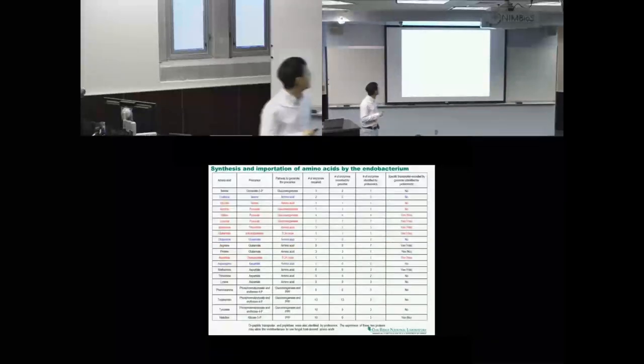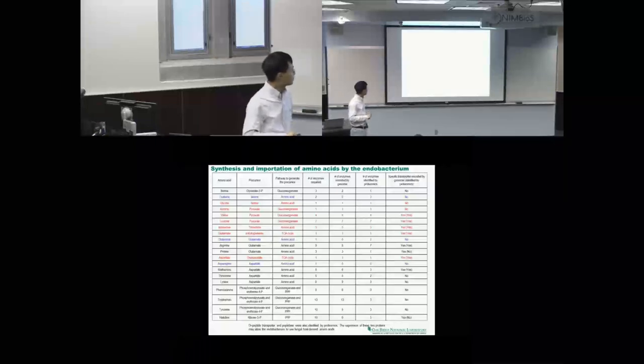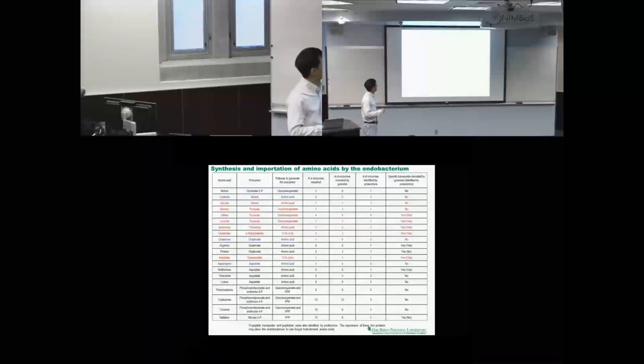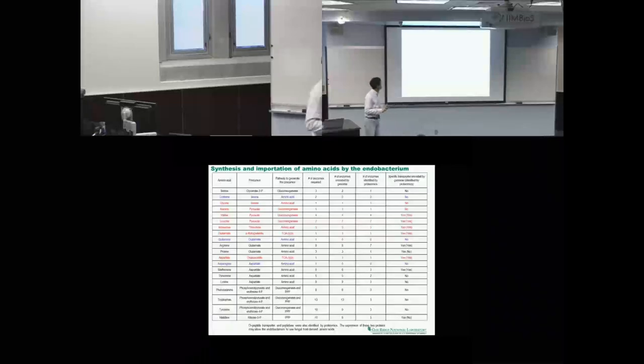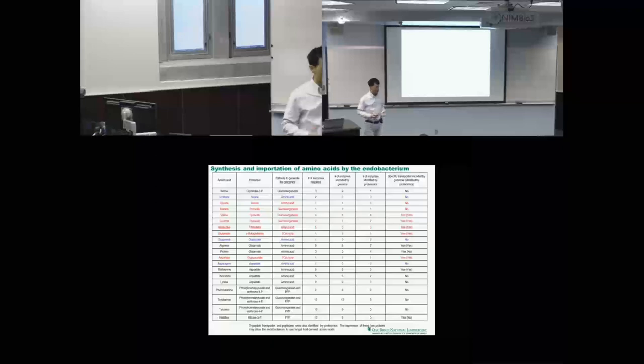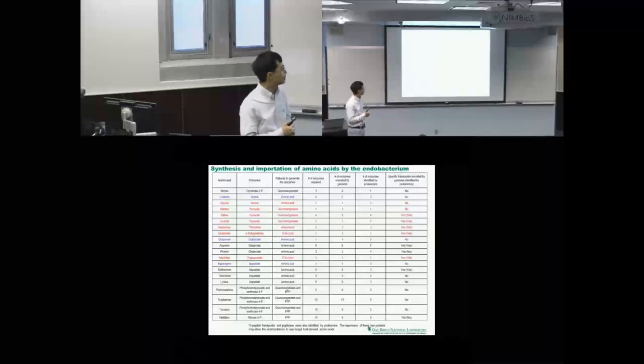So last, we look at the amino acid biosynthesis. So these are the 20 amino acids. We color-coded them into different categories. The red ones mean the endobacteria actually encodes the biosynthesis pathway for those enzymes. So these are the enzymes that are needed for making this amino acid. And this is how many of them are encoded in the genome, and this is how many of them are identified by the proteome. So all these amino acids colored red are being actively synthesized by the endobacteria themselves.